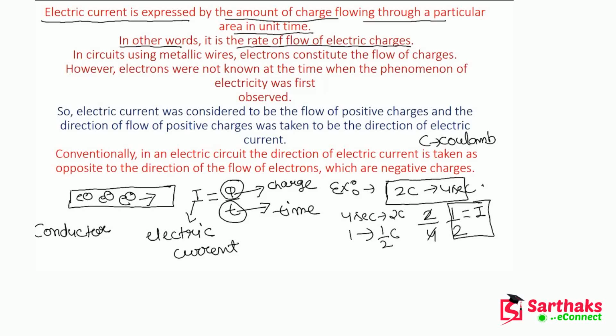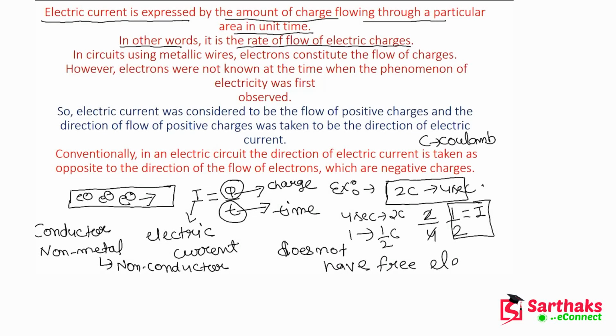But on the other hand, if I talk about non-metals, then they are generally non-conductors of electricity. And what is the reason? Because they don't have free electrons. They do not have free electrons. So that's why the non-metals are non-conductors of electricity.